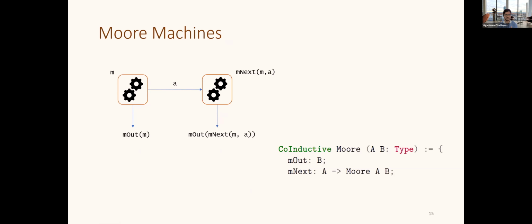Moore machines are simply stateful machines which have an output, which we write here as mout, associated with every state. And the state of this machine can be updated via the function mNext, which consumes a token of input and updates the state. In our formalization, we use a co-inductive definition in which the state is not made explicit. Instead, the machine is identified with its output and how it evolves.